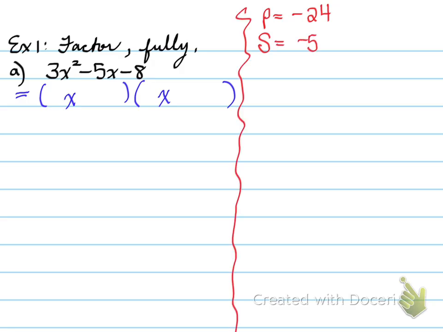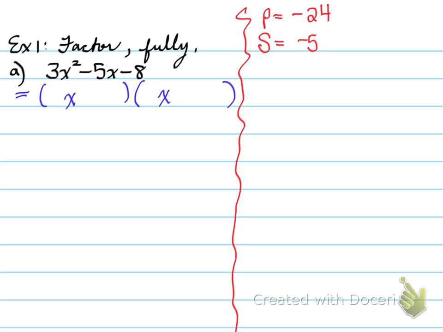So some cool things to note. My product is negative, so my two numbers, one has to be positive, one has to be negative, and the larger number will automatically be negative because my sum is negative. So that's a neat way for you to figure out: my product is negative, so I must have opposite signs, and my sum is negative, so that means the larger number will be negative.